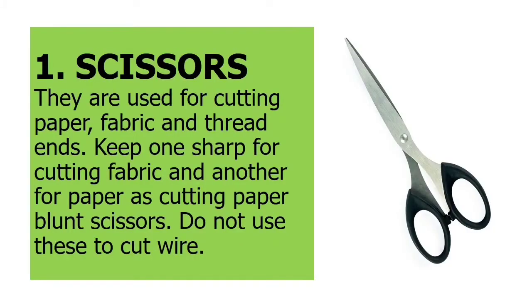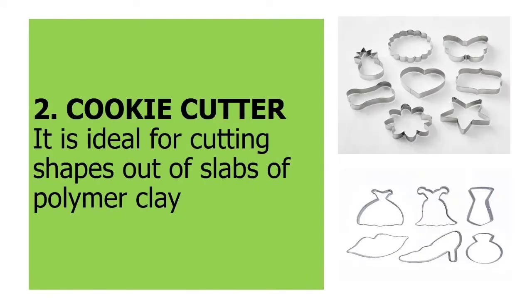First, scissors are used for cutting paper, fabric, and thread ends. Keep one sharp for cutting fabric and another for paper, as cutting paper blunts scissors. So do not use this to cut wire. Number 2, cookie cutters are ideal for cutting shapes out of slabs of polymer clay.